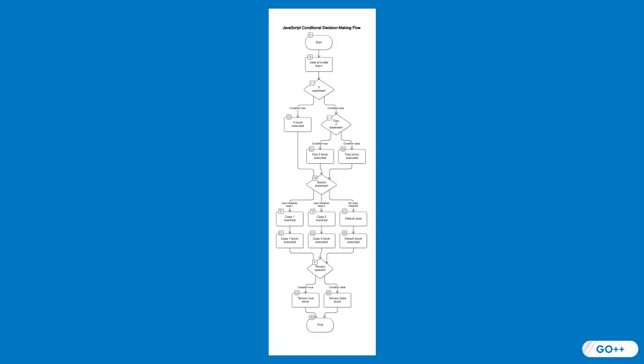At the heart of JavaScript conditions is the idea of evaluating expressions to determine if they are true or false. This evaluation is what allows programs to decide which path of code to execute. Let's break down the primary constructs you'll encounter. First, we have the if statement. Think of it as a gateway that only opens if a certain condition is met.